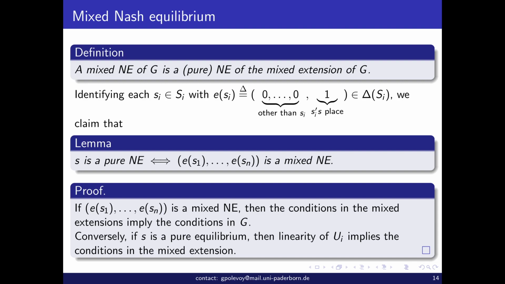A strategy is a pure Nash equilibrium if and only if it's also a mixed Nash equilibrium. And it's quite simple to prove.